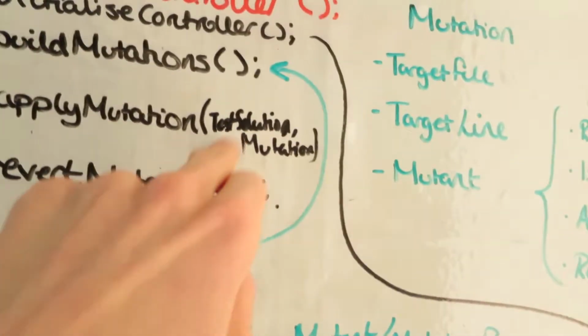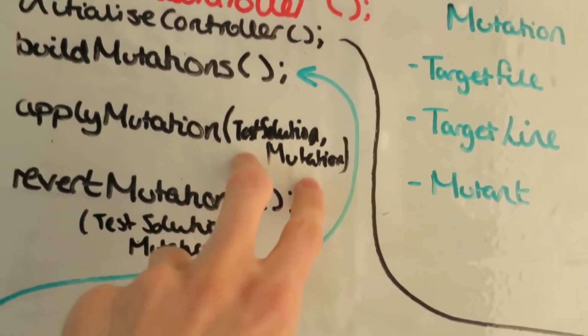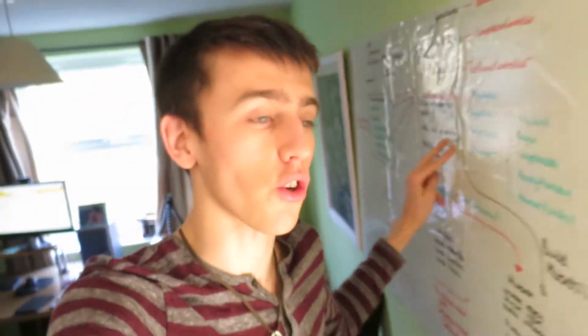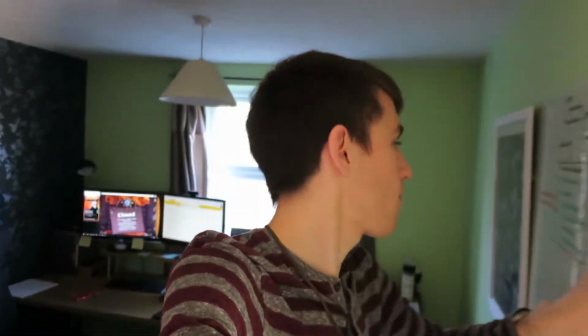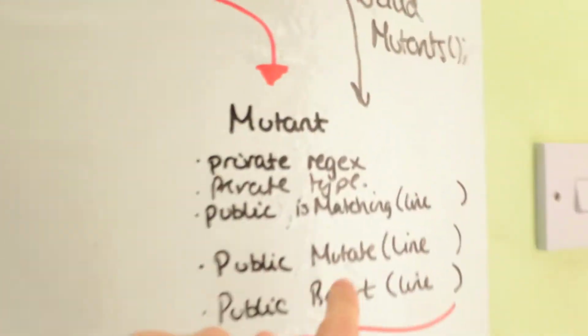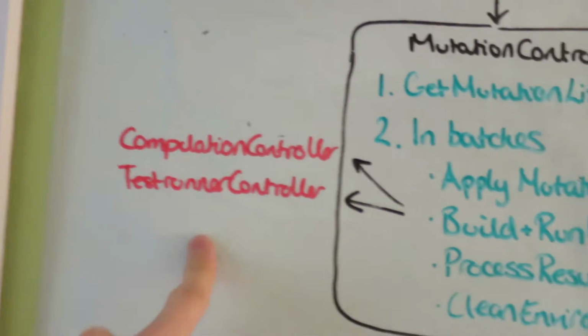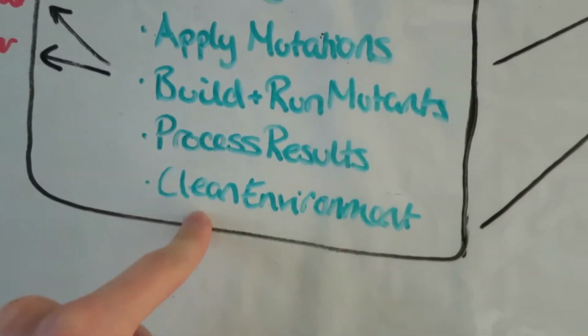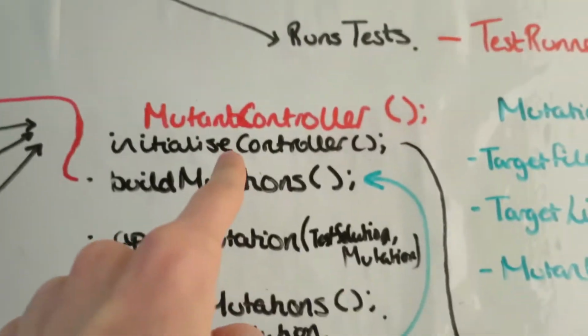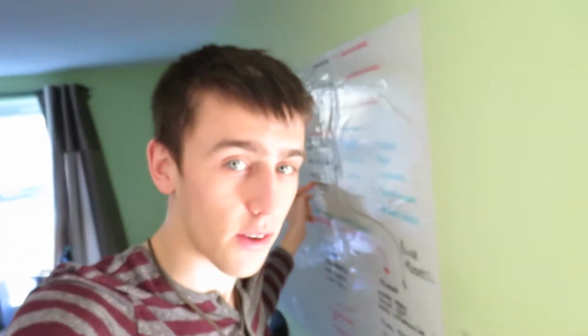Applying the mutations takes the specific test solution and the mutation. It will apply that mutation to that test solution using the mutate function down here. It will then return that back up to the main mutation controller, which is then able to bounce out to the compilation controller and the test runner controller in order to build and run the tests. We run the tests, we process the results, and then we clean the environment. The clean the environment goes back to the mutant controller and reverts the mutations. So that will take us back to square one.